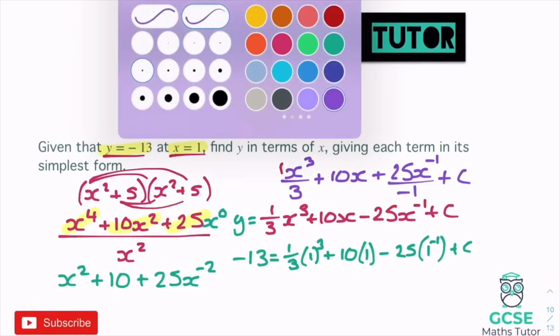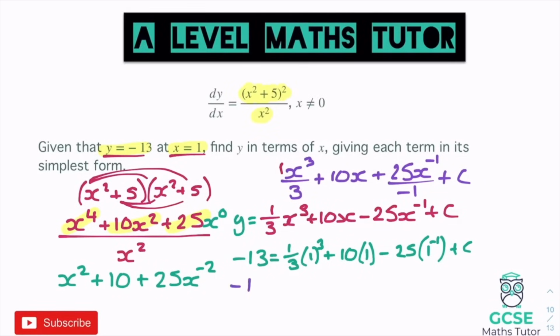Right, so simplifying this down then, we've got minus 13 at the start, obviously, equals a third times 1, which is a third, plus 10 times 1, which is 10, take away 25, and then 1 to the power of anything is 1, so it's just take away 25 plus c. Obviously, we just need to simplify this little bit down and see what we get. So we've got a third plus 10 take away 25.